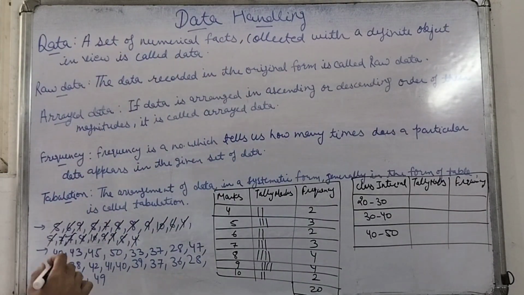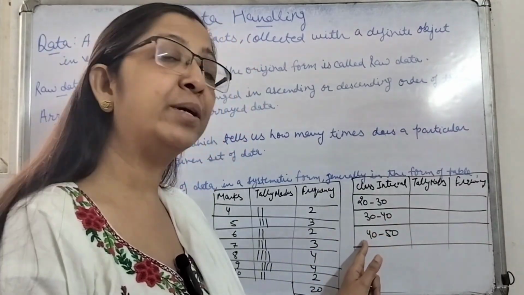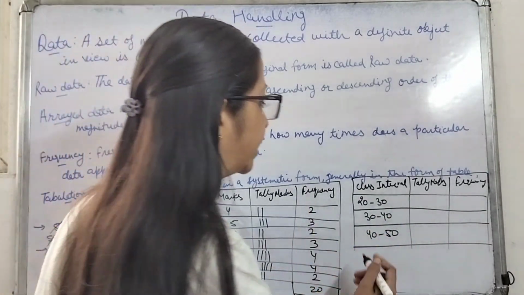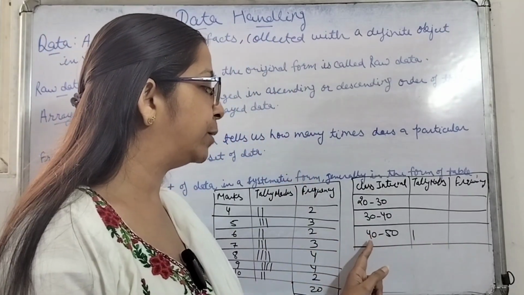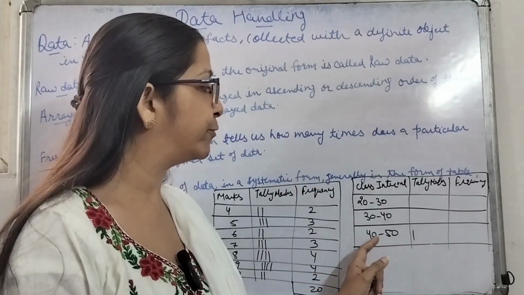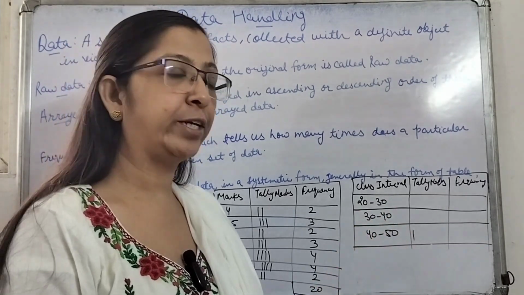Now see the marks. First is 40. So where will 40 come? Because 40 is coming here also and 40 is coming here also. So 40 will be included in the portion where it is starting from. So 40 will be part of 40 to 50. It will not be part of 30 to 40. It will be part of 40 to 50.